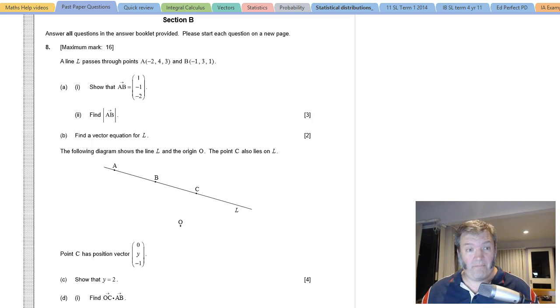Alright, so we've made it to Part B, Section B of the May 2015 SL Maths Time Zone 1, Paper 1. That's a mouthful. Question 8. A line L passes through the points A and B. Show that the vector AB is given by that. Well, that's going to be pretty easy.